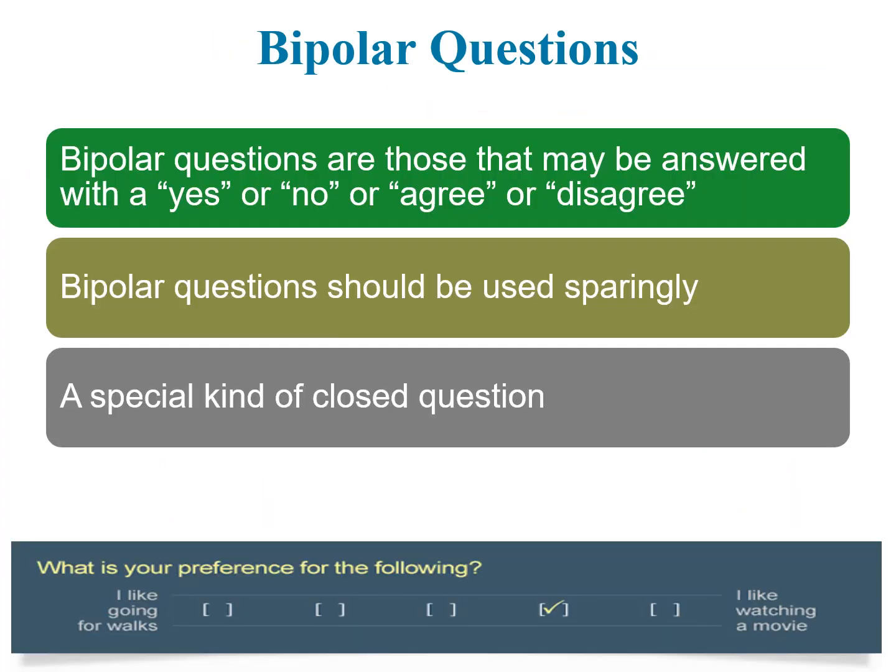Bipolar questions are a type of closed question that limits the interviewee even further by allowing them to choose from options like yes or no, true and false, and agree or disagree. Bipolar questions should be used sparingly. As I said, it's a kind of closed question, and you see the examples here where we give them the options to select. Normally, we use this kind of question not only in the interview, we also use it in surveys.